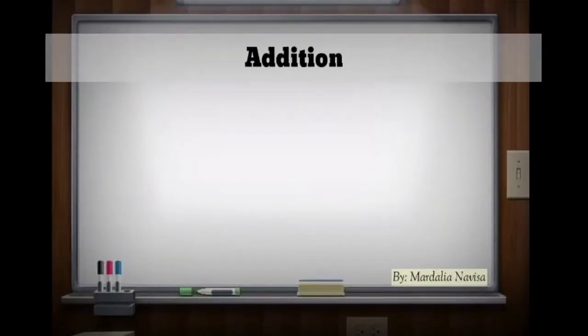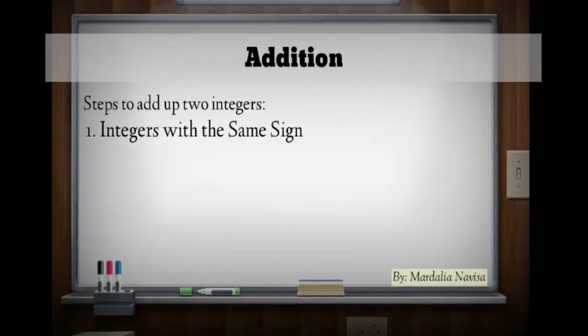Adding integers will be explained by Mardalia Nafisa. To add up two integers, we must follow these steps. 1. Integers with the same sign. Adding integers that have the same sign is pretty straightforward. Add the two numbers together and maintain the sign.